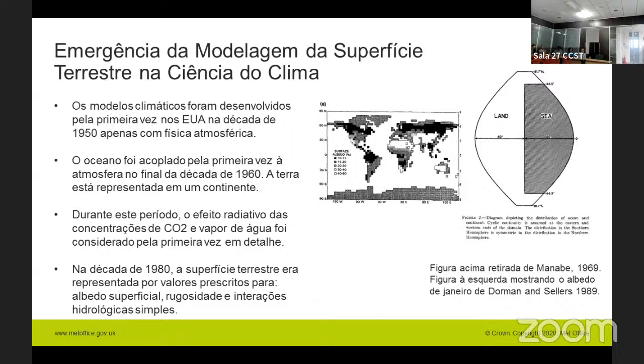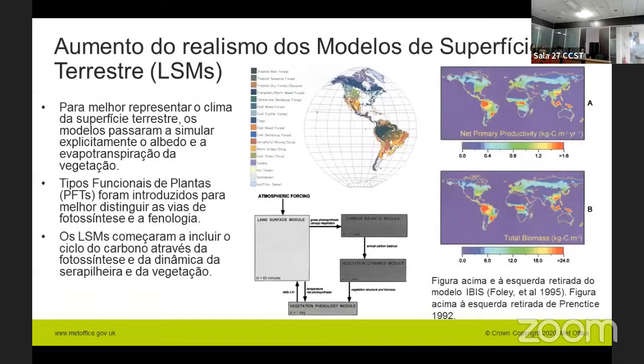And the land surface models only started getting a bit more complicated in the 1980s. So they started considering the types of leaves for photosynthesis, the types of plants around, and their influence on hydrology, so evapotranspiration, leaves.